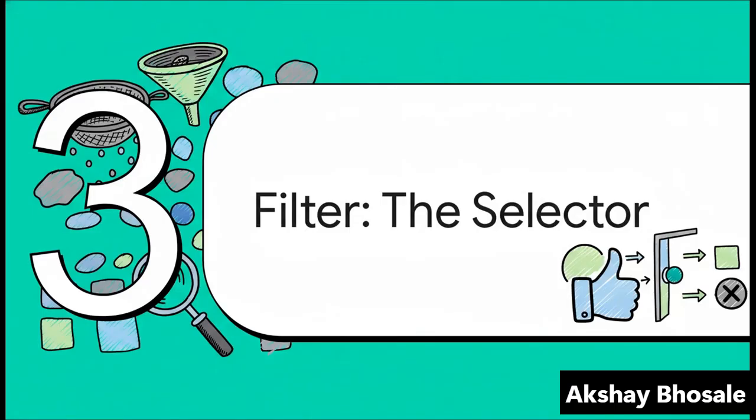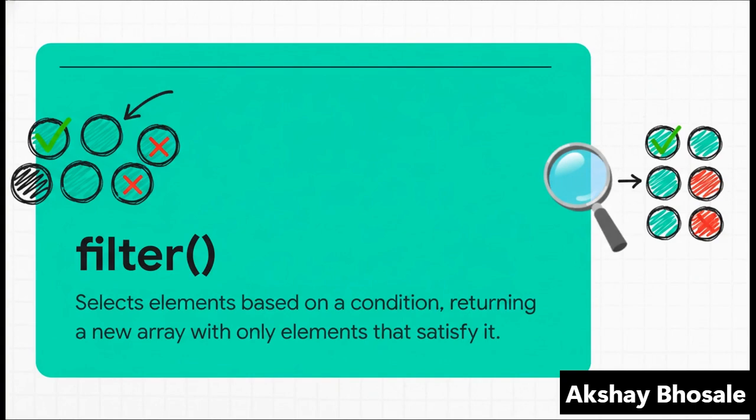All right, let's move on to our next tool, filter. You can think of this one as the selector. If map is all about transforming data, filter is all about choosing which data you want to keep. The filter method also iterates through an array, but instead of transforming elements, it runs a test on them. If an element passes the test, meaning the function you provide returns true, it gets included in the new array. If it returns false, it gets left out.